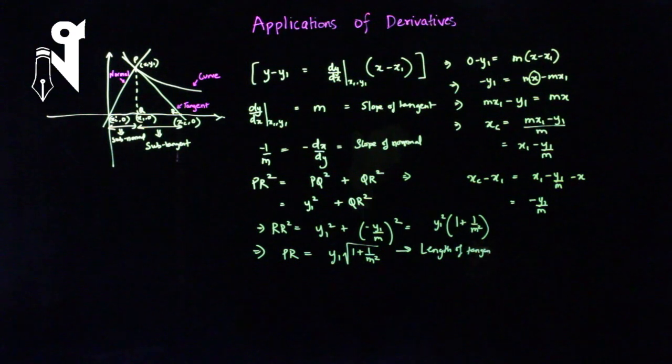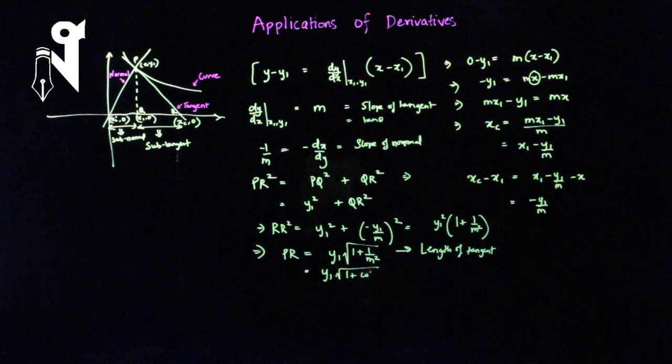There are a few different forms of this. So sometimes m is written as tan theta. Again, you know that tan theta is basically the slope of any line where theta is the angle it subtends with the x-axis. So if I write m as tan theta, 1 by m is nothing but cot theta. I get y1 under root 1 plus 1 by m, which is 1 by tan theta, which is cot theta.